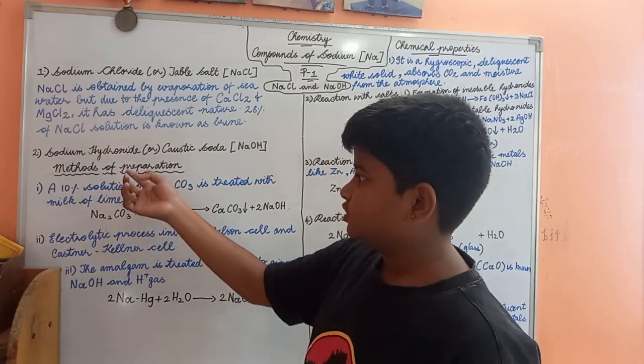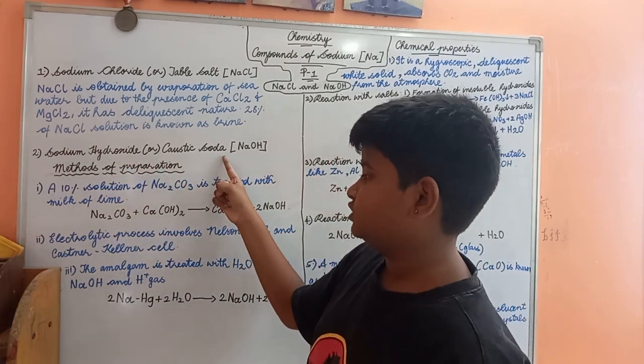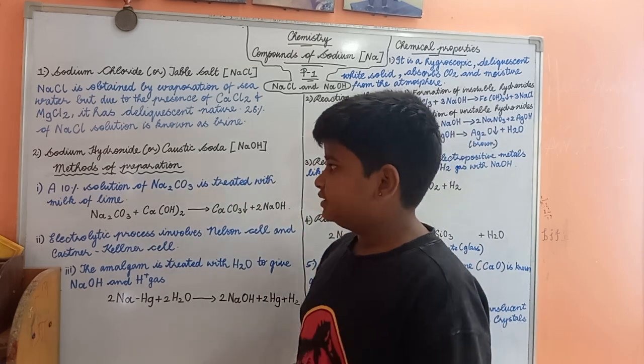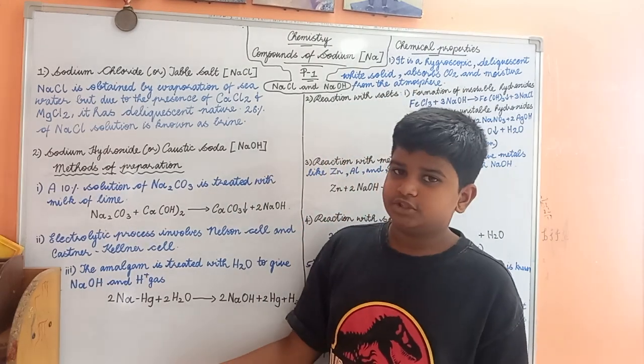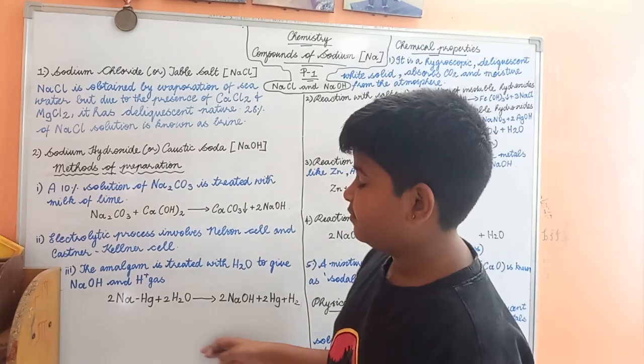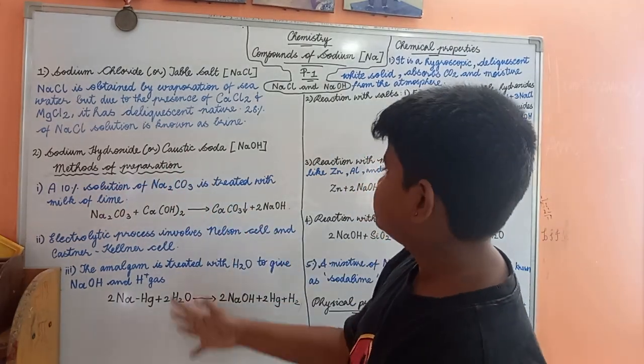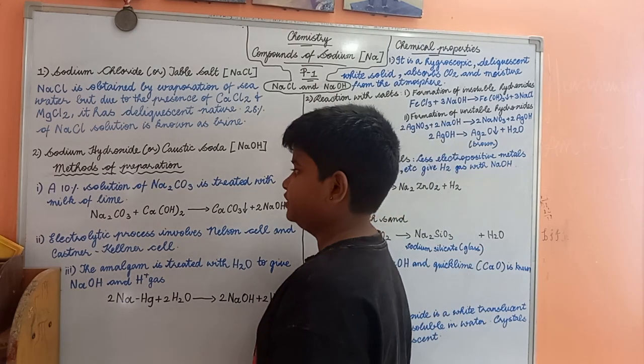So sodium hydroxide or caustic soda, which is commonly referred to as NaOH chemically, is used in the preparation of soaps, cheaper soaps, if I'm to be honest. So the methods of preparation are as follows. There are like 3 proper methods of preparation.